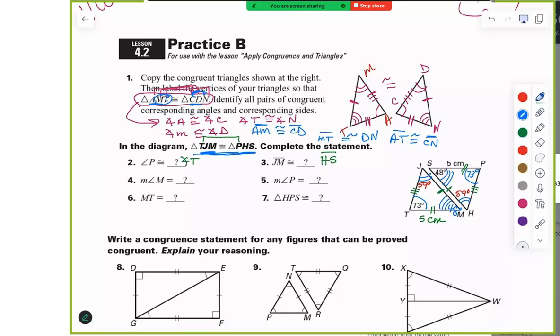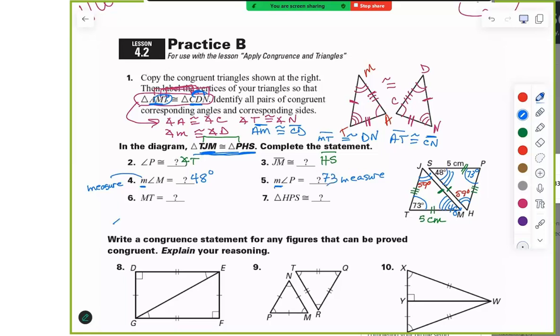Now, this next one right here, this M is for measure. So they don't want to know which angle is congruent to. They want to know how big that angle is. So angle M, remember we had done our decorating or our annotating, I now know that that's 48 degrees. So when they have a measure like this, they want the degrees and not which one is congruent to. Okay, so the measure of angle P, that was 73, and that's what they want.